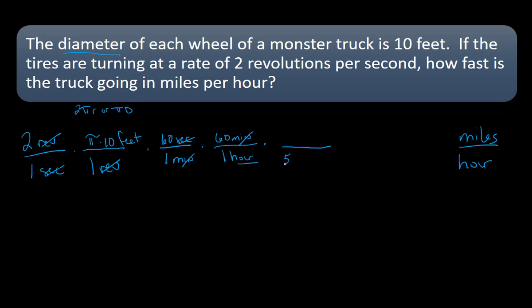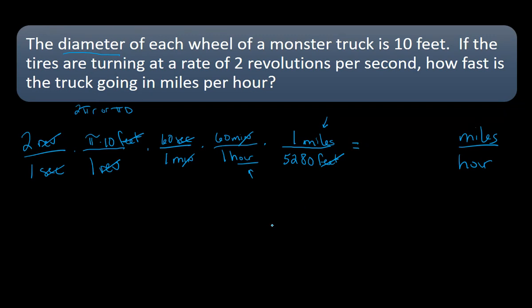We know that there are 5,280 feet for 1 mile. So that tells us the feet are canceled. And then if I look, I have what I want. I want miles per hour. So I have the units I want. When you have the units you want, go ahead and multiply it out and you'll get your answer.